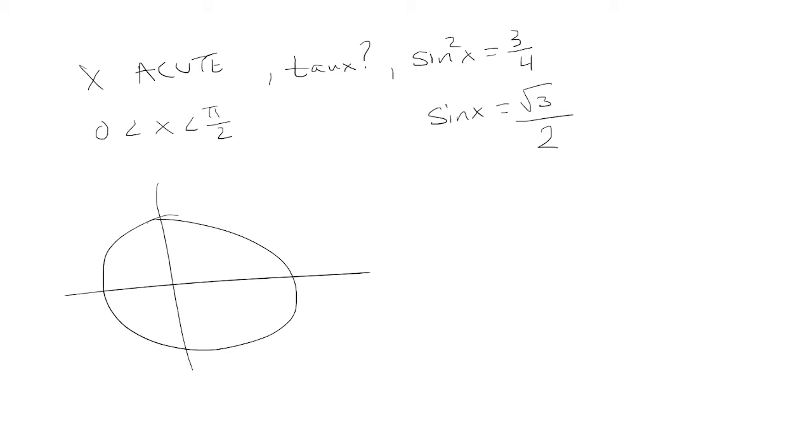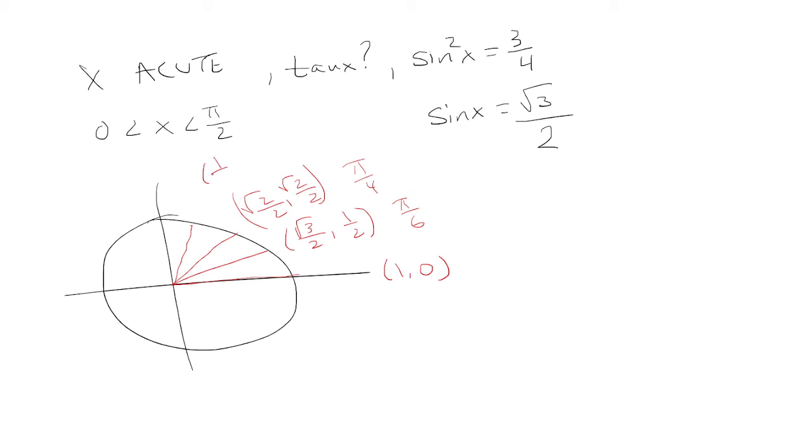Now we have to use the unit circle to see when is sine root 3 over 2. Well, if I look at this, I know at 0 here, it's 1 comma 0. At pi over 6, this is root 3 over 2 comma 1/2. At pi over 4, this is root 2 over 2 comma root 2 over 2. And then pi over 3, that's 1/2 comma root 3 over 2.